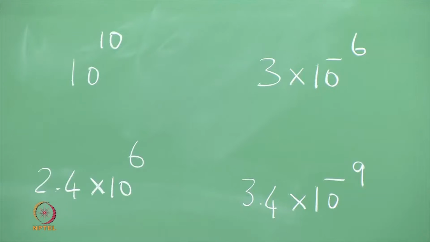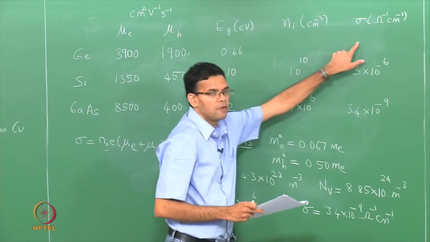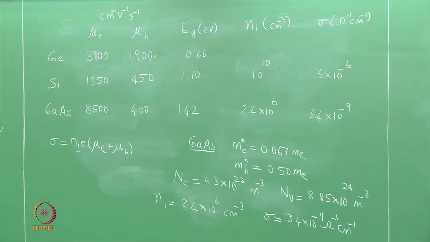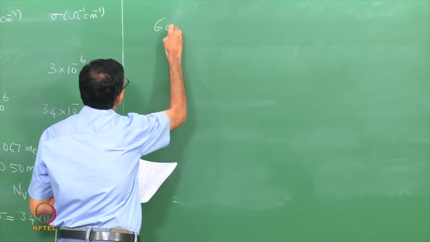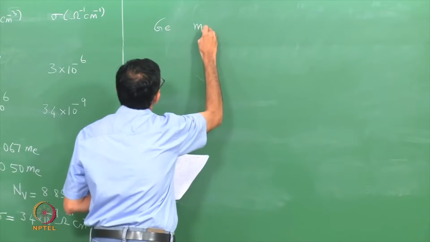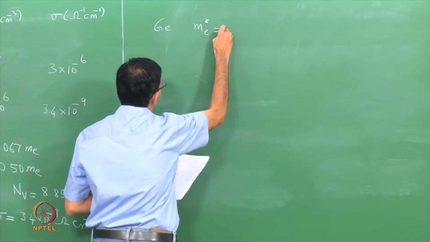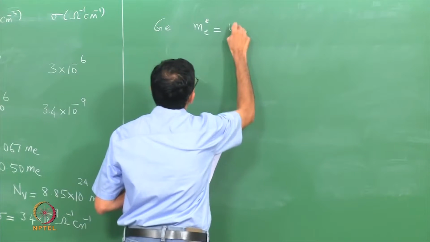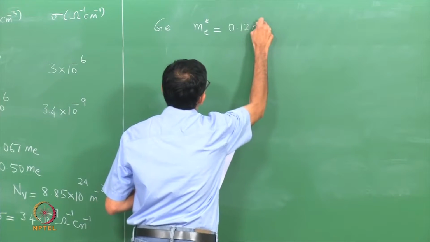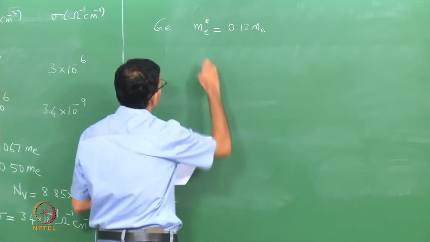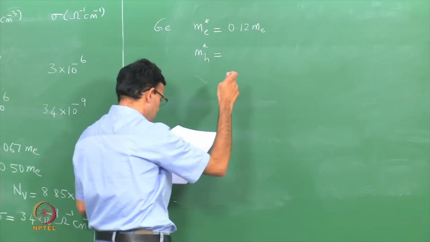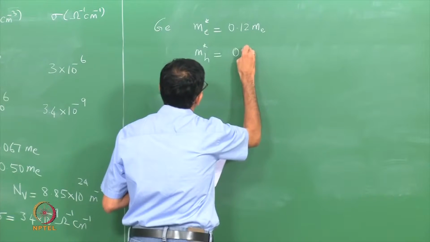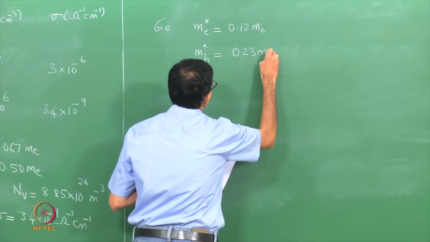So, let us do the calculation for germanium. Then we can fill in these two values as well. In the case of germanium, once again I need the effective masses. Me star is 0.12 Me, Mh star is 0.23 Me.